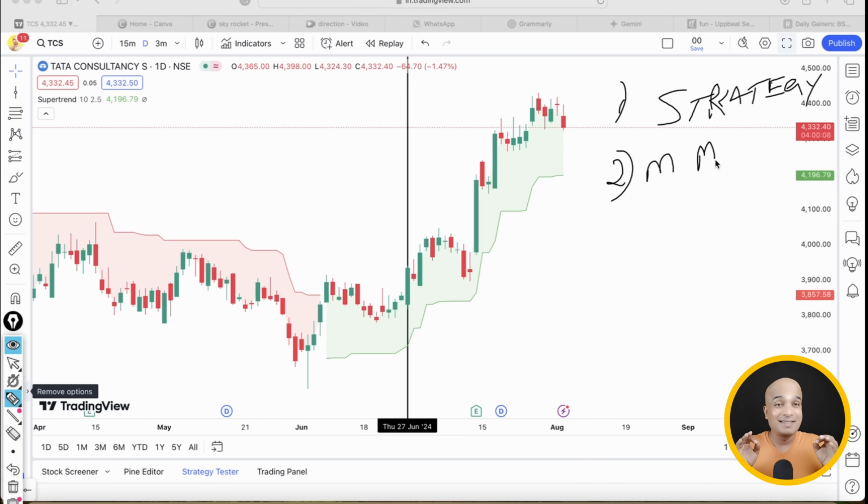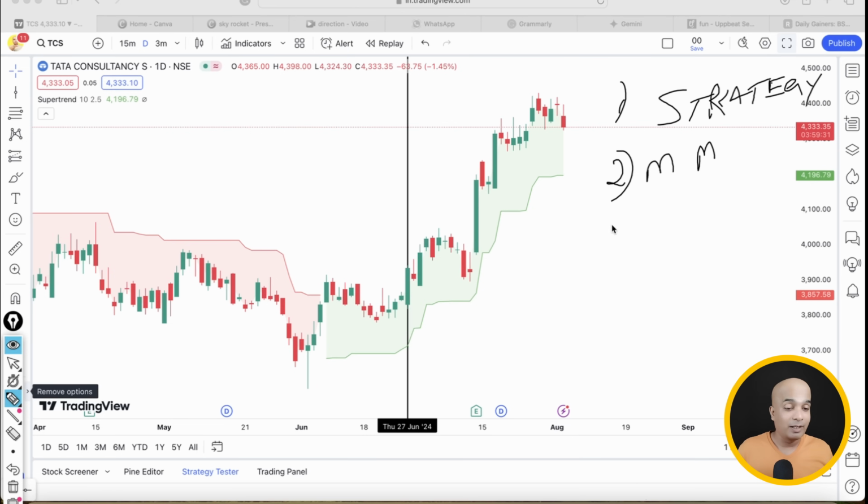So it's always sensible to risk only 1 to 2% at maximum. 1% is ideal, 2% is maximum. So it is always sensible to risk only 1 to 2% of the capital per trade. For example, let's say you have 1 lakh rupees in your trading account. If you face a losing trade, you should not lose more than 2000 rupees per trade. Okay, so if you follow this, at least you will stay as a break-even trader in the long run. So this is one thing.